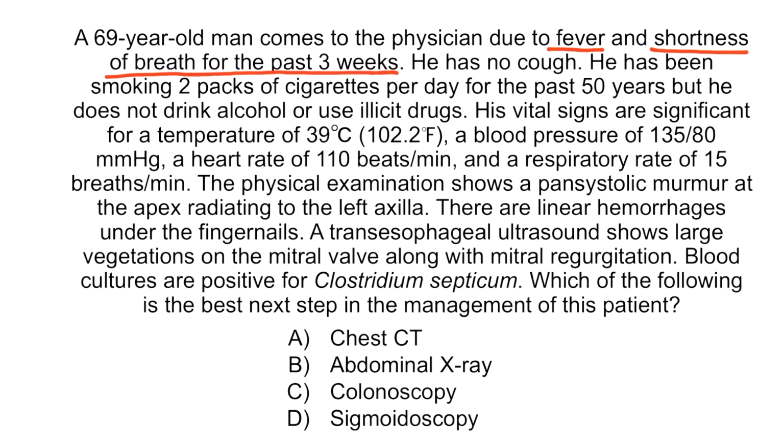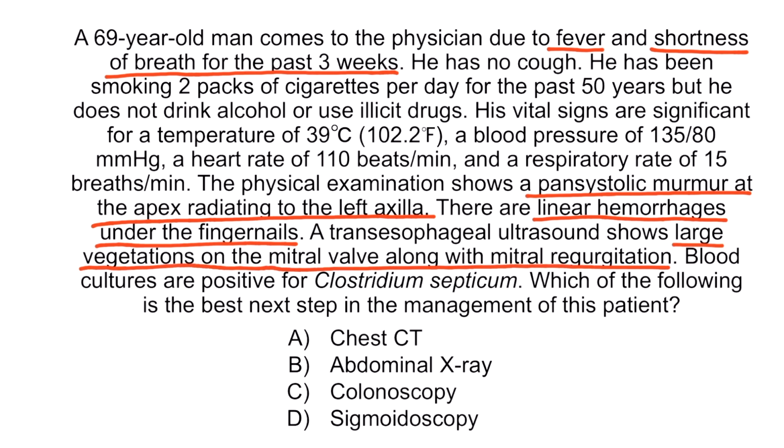Okay, so this man presents with fever and shortness of breath for the past 3 weeks. The physical examination shows a pansystolic murmur at the apex radiating to the left axilla, and there are linear hemorrhages under the fingernails. So this is all pointing us towards something. And a transesophageal ultrasound shows large vegetations on the mitral valve along with mitral regurgitation. So all of those findings suggest subacute bacterial endocarditis. And ultimately, the main clue was that his blood cultures were positive for Clostridium septicum.